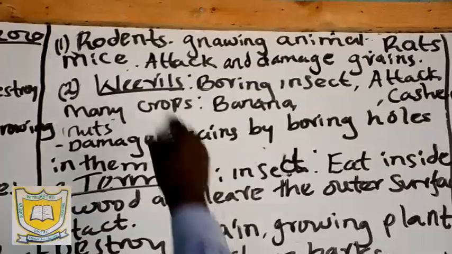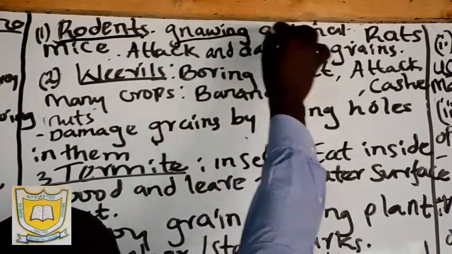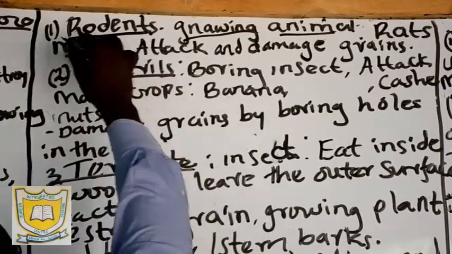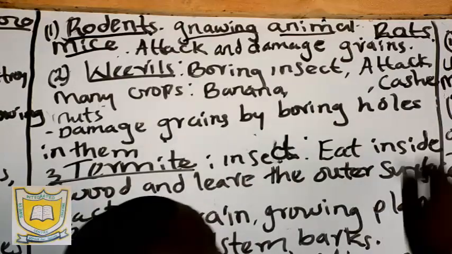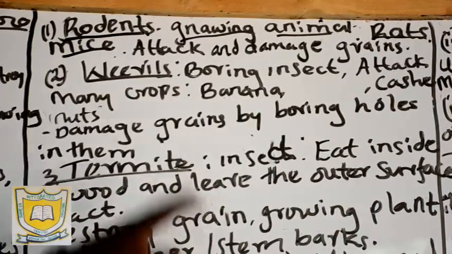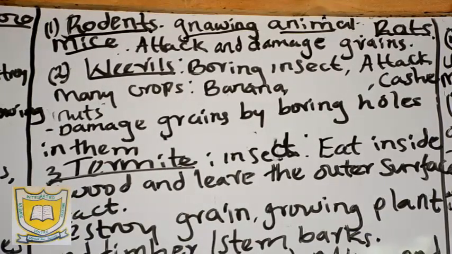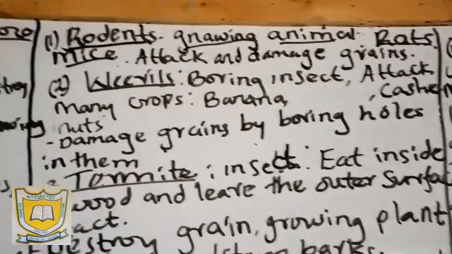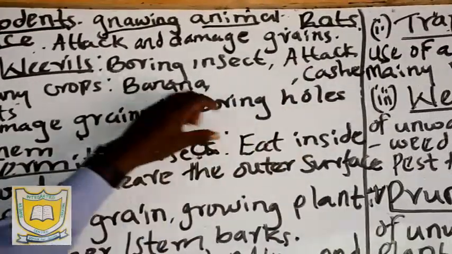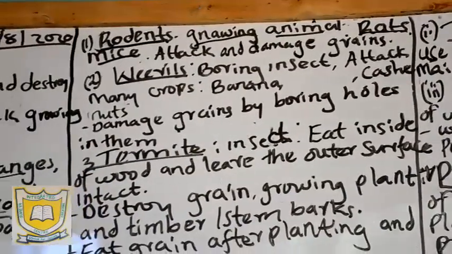What are rodents? Rodents are animals, mostly we call them the gnawing animals. These gnawing animals include the rats, mice. Most of you know rats and also mice. Mainly they damage the grains. For example, when you have stored your maize crop grains and also bean grains, when you move inside there, you get some rats inside them. They eat the grains and also they destroy the stored plants.